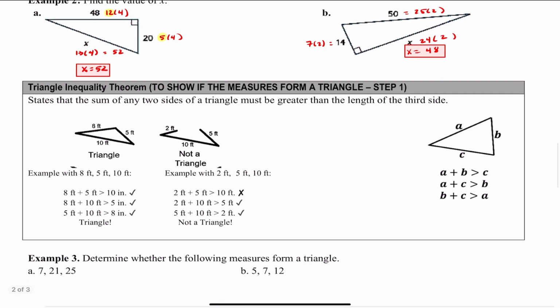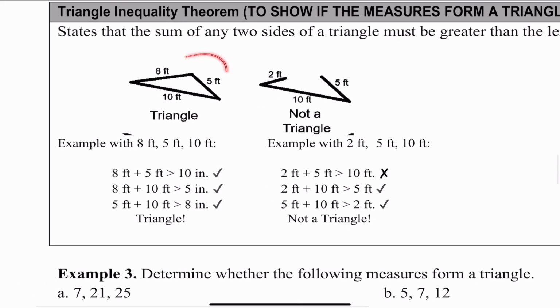The triangle inequality theorem. This is step 1 to show what type of triangle this is. First of all, the purpose of this is to show you, with 3 points, can we form a triangle? Now, the triangle inequality theorem states that the sum of any 2 sides of a triangle must be greater than the length of the third side. So if I were to look at this example here using 8, 5, and 10 as my measures, these numbers allow me to create a triangle.